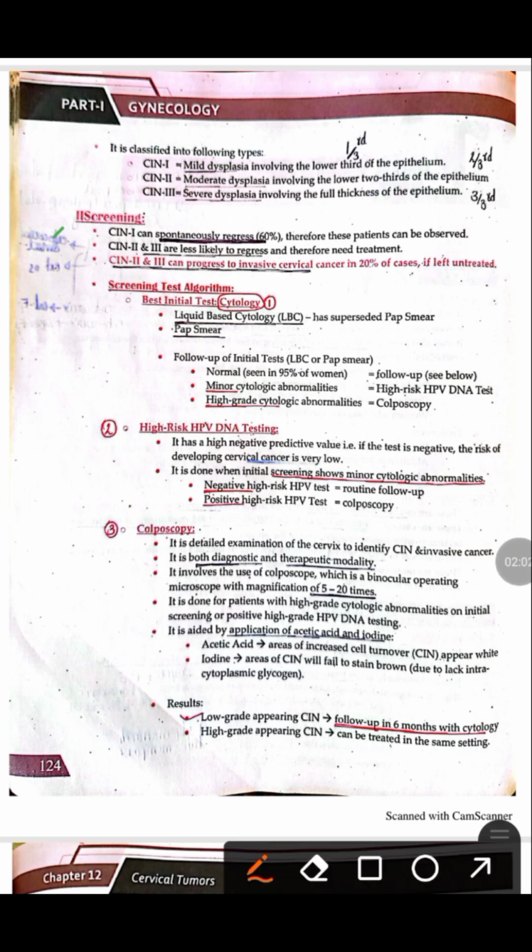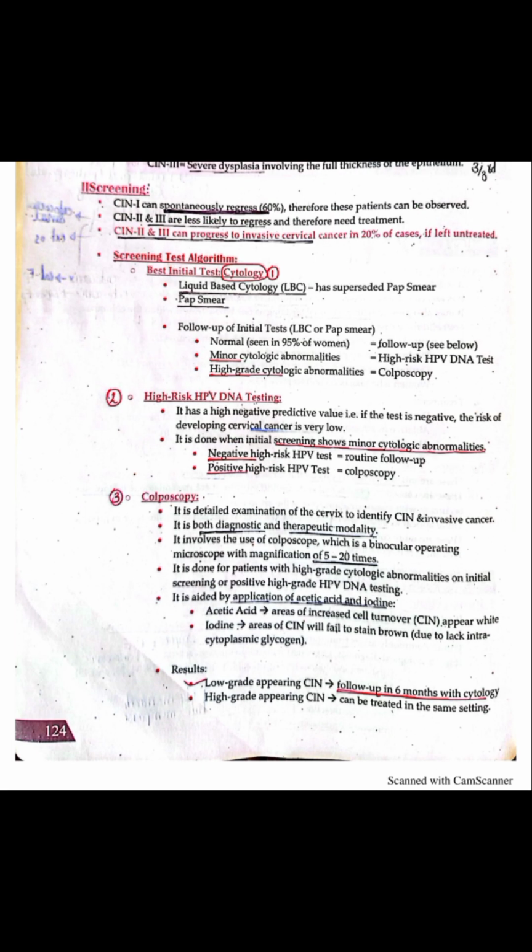Next is the screening of CIN. So CIN1 can spontaneously regress in about 60% of the cases, and these patients can only be observed. And CIN2 and 3 are less likely to regress, and therefore they require treatment. And CIN2 and 3 can progress to cervical cancer in about 20% of the cases if they are left untreated. So the first one in the screening is the cytology.